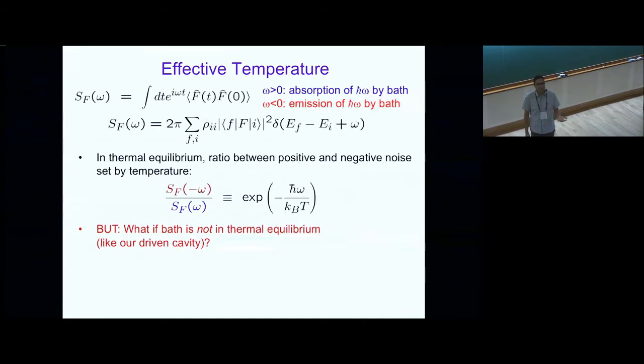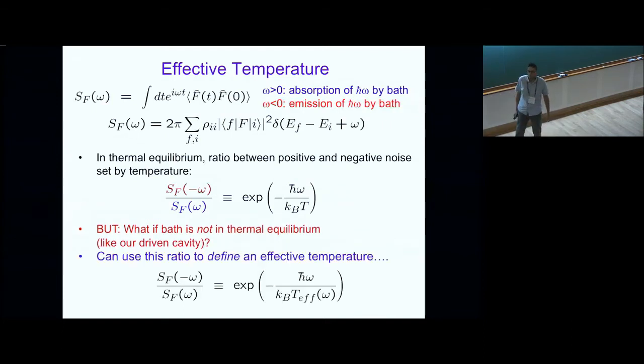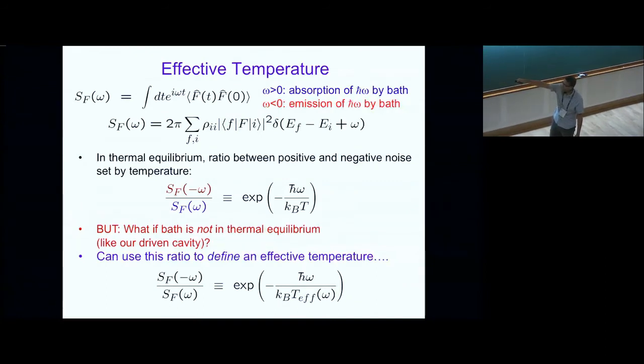So in our case, the bath is this driven cavity. It's not in thermal equilibrium. So what can I basically do? I can use this ratio to define temperature. This is basically like using the fluctuation-dissipation relation in reverse. You tell me some damping, you tell me some noise properties, I take the ratio, I will define a temperature from that. So here, the equivalent thing is, if I know this noise spectral density at negative omega and positive omega, the ratio of those will define this effective temperature. What's the price I pay for being out of equilibrium? If I now look at the same quantity at a different frequency, I'm going to get a different effective temperature.